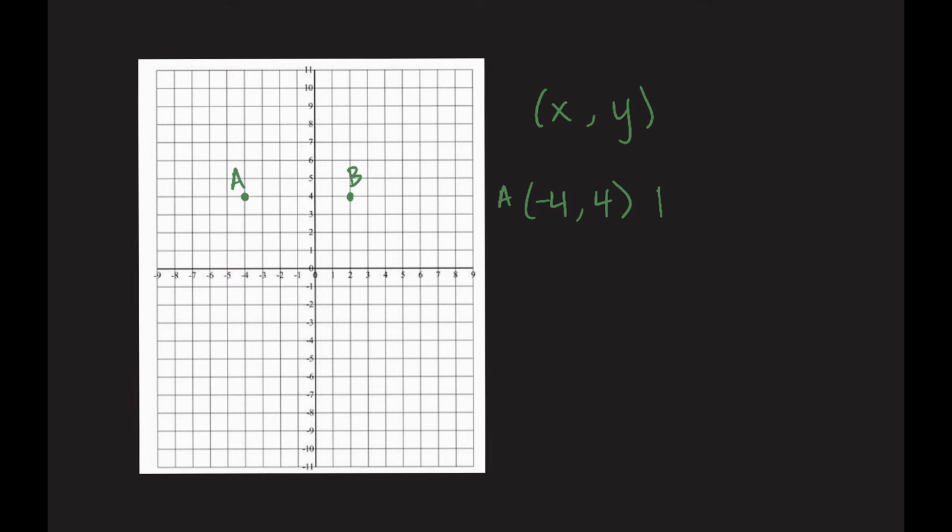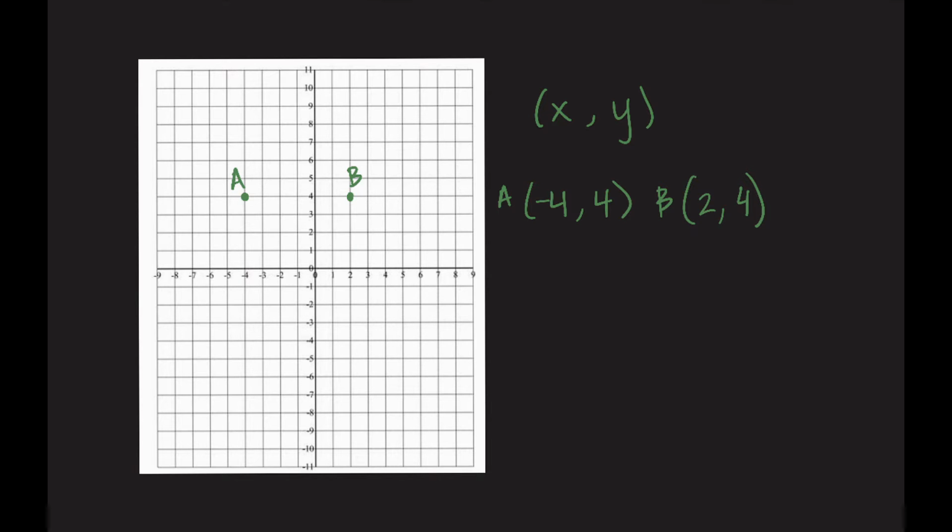Now B, I'm going to do the same thing. Start at 0 and scoot over until I can see that it's lined up with my point. So I can see that that's a +2. And then up to 4.